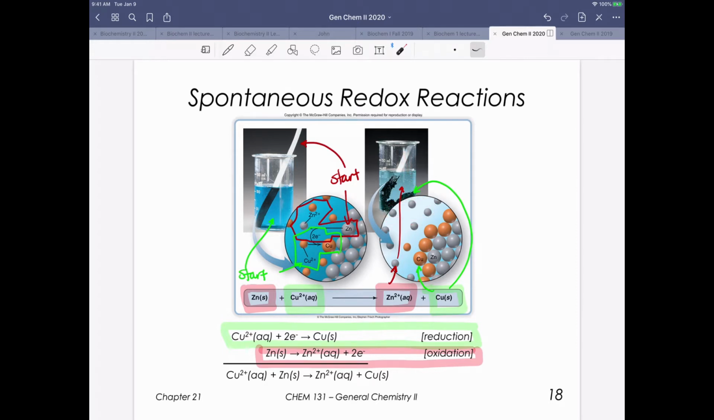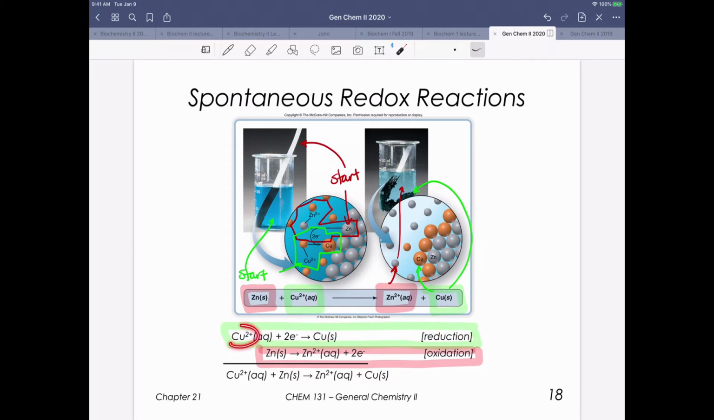Here you can see a lot more zinc ions in solution. Zinc ions in solution are represented by these little gray spheres here. All right, so that's our oxidation reaction here. Remember, oxidation, the loss of electrons, doesn't happen without somebody being willing to gain them. And so in this redox reaction, it's copper. Copper is our reduction reaction.